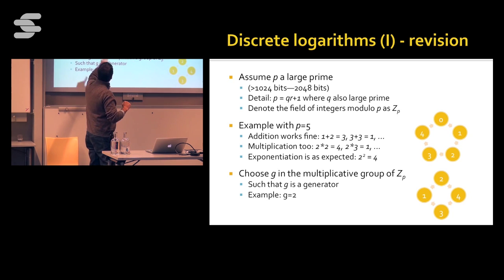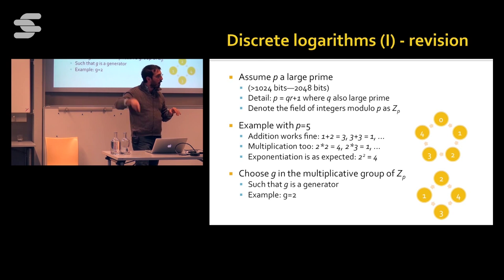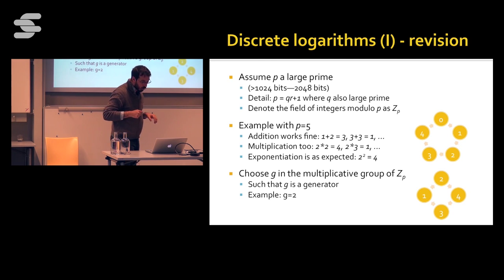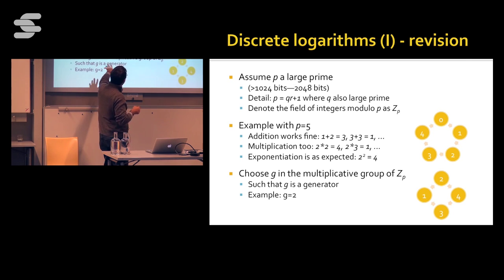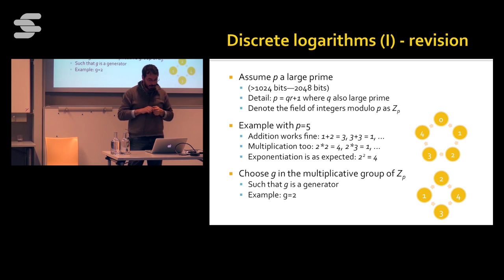In fact, our big prime p is in itself of the form qr plus 1, where q is also a large prime. So, big primes, but it's just a number, and we go round and round. Okay, cool. Now, arithmetic works as you expect. Since we can do addition, we can also do multiplication. Since we can do multiplication, we can also do exponentiation just by multiplying a number many times with itself. So 2 to the 4 is equal to 4 mod 5, and that is that.